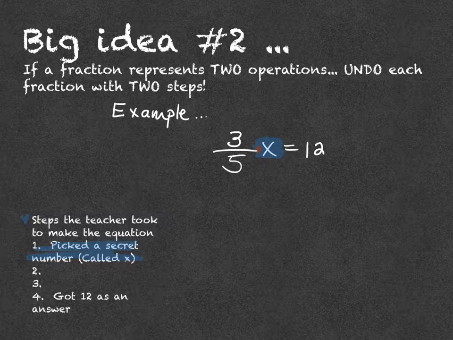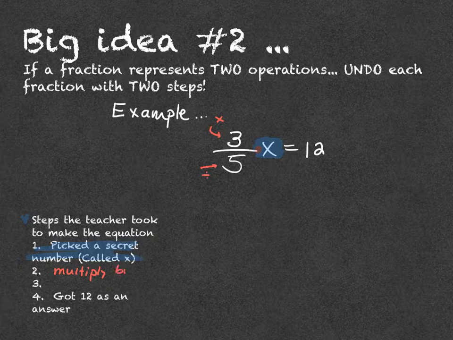We know that the top number of a fraction means multiply, and the bottom number means divide. So when I see this x right here, there are 2 things that happen to it if there's a 3/5 in front of it. It gets multiplied by 3, and then the bottom means divide by 5. Now, the reason we want to do that is so we can undo them in 2 different steps.